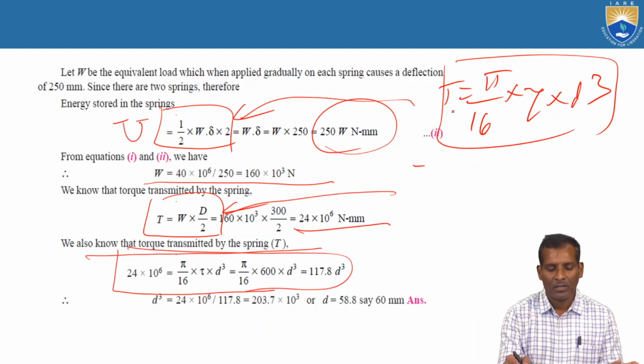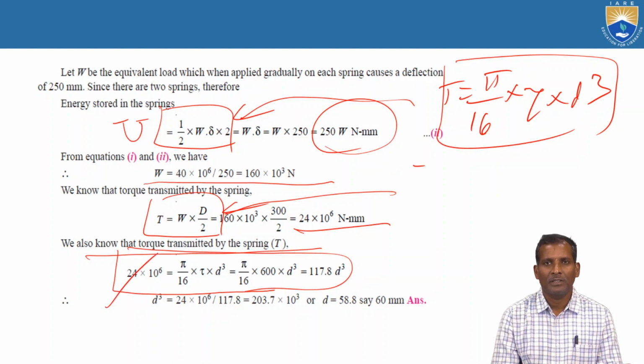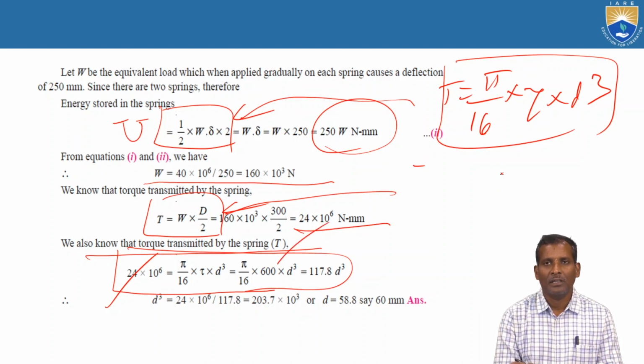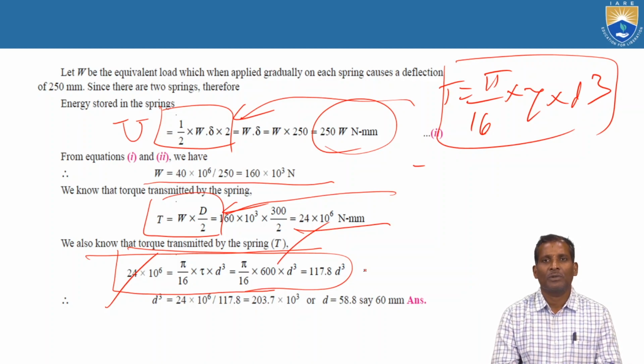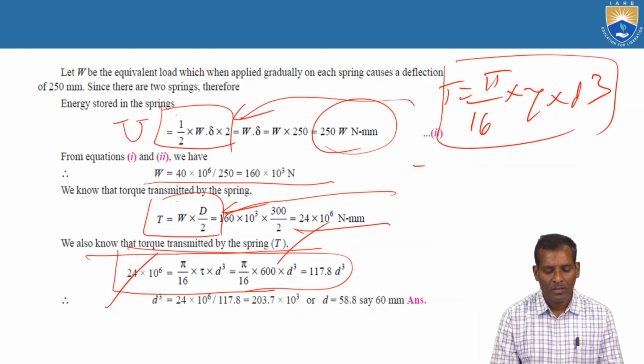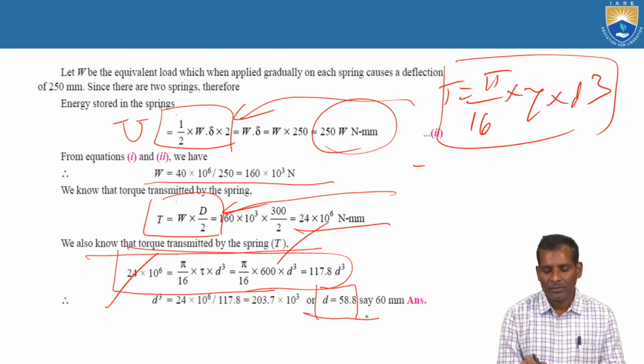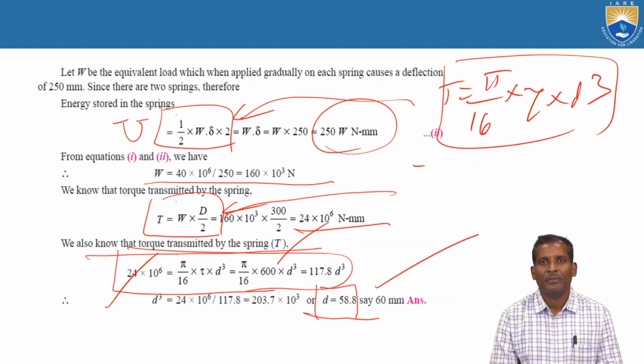So here the torque is 24 into 10 to the power of 6, and pi by 16 into tau into d cube. Here the tau value is 600, and d is the wire diameter. So you will get in terms of d, 117.8 d cube. So finally the diameter is 58.8. You can say 60 mm, the wire diameter. The final wire diameter is 60 mm. Clear? So like this is how to design.